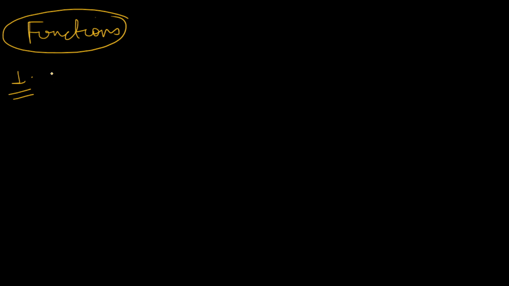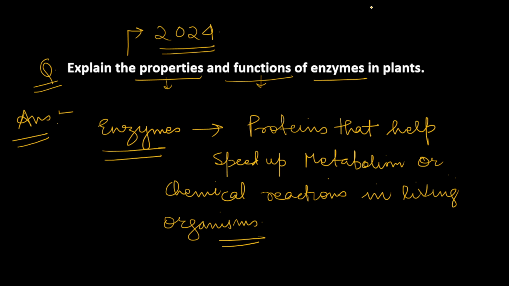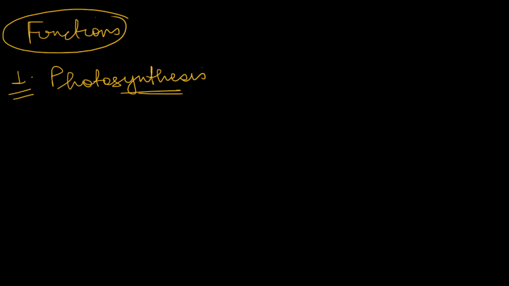So first function, it's a very important function, can be seen in photosynthesis. Here we have to keep in mind that the answer should be according to plants, because in the question they have specifically mentioned plants. So do not go and give examples of some human enzymes acting in the human body. Try to be specific to plants. So in photosynthesis, for example, you can see how Rubisco has a role in photosynthesis.